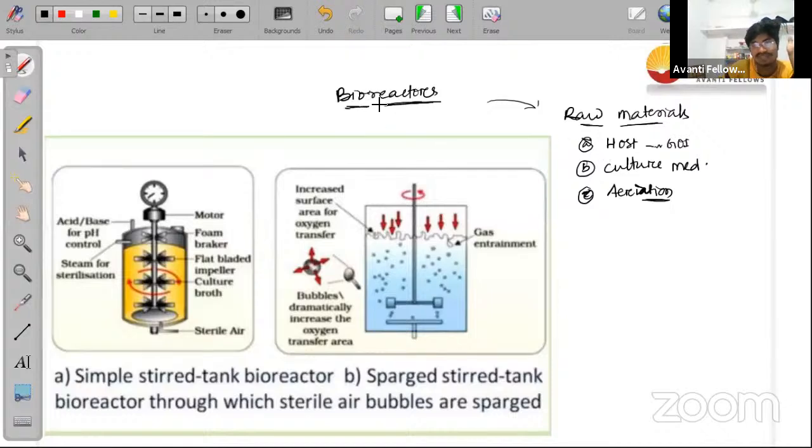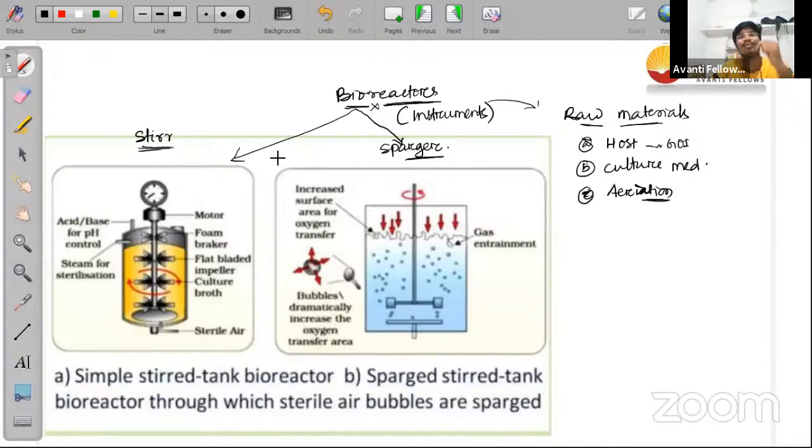Bioreactors are the instruments which are used in biotechnology processes. Bioreactors are of two types. First one is your stir type and second one is your sparger type. This first one is your stir type of bioreactor and second one is your sparger type of bioreactor. Is this clear to everyone?